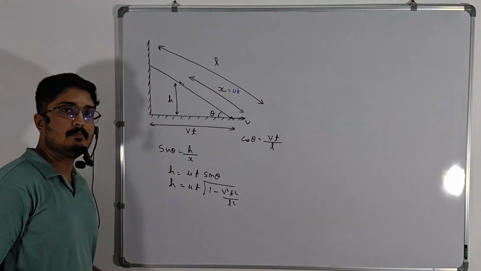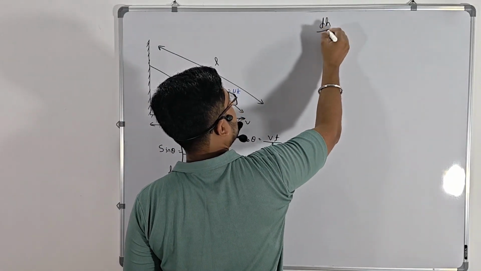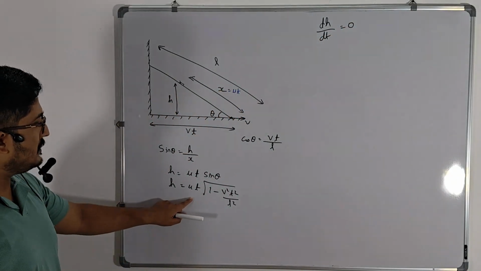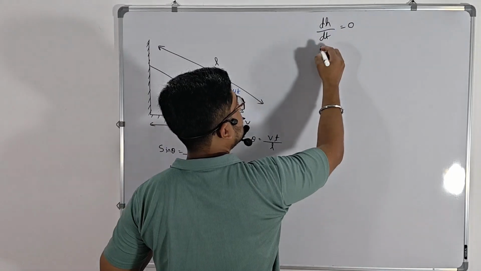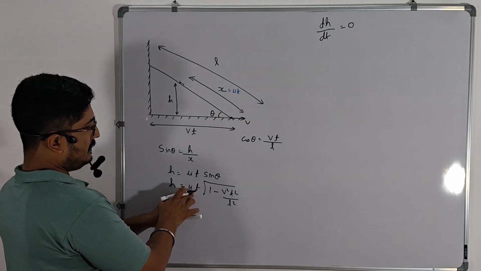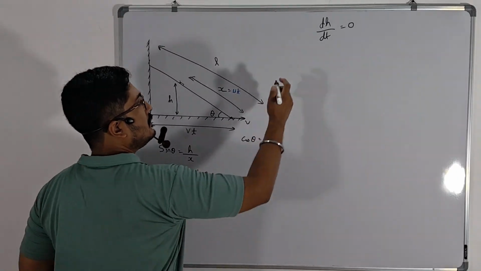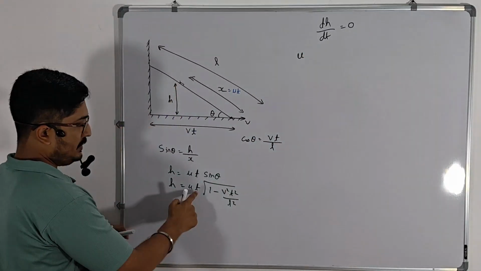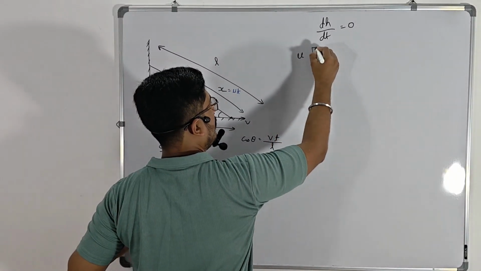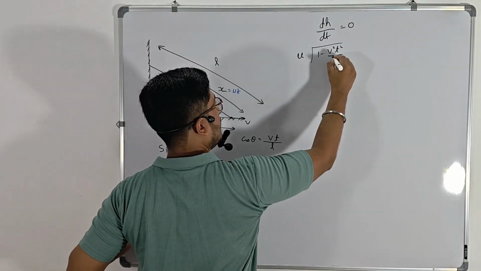I want this h to become maximum. That means I will differentiate this. I can write dh by dt should be equal to 0. So it's going to be a big differentiation, right? Because a root function is there. So the differentiation will come out to be, okay, I'll do the UV method. The first term u I'll write separately. Now inside the multiplication, it will be the square root of 1 minus v square t square by L square.